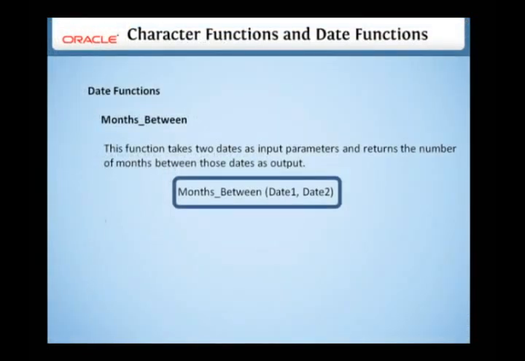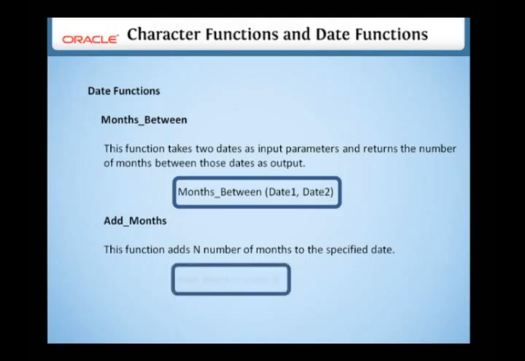Now we will discuss the ADD_MONTHS function. This function adds n number of months to the specified date. Here is the syntax. ADD_MONTHS(date, n). Here, n number of months is added to the date. Have a look at this statement. Select ADD_MONTHS('1-Jan-2000', 10) from dual. In this statement, we have added 10 months to the date, so it returns the date after 10 months.